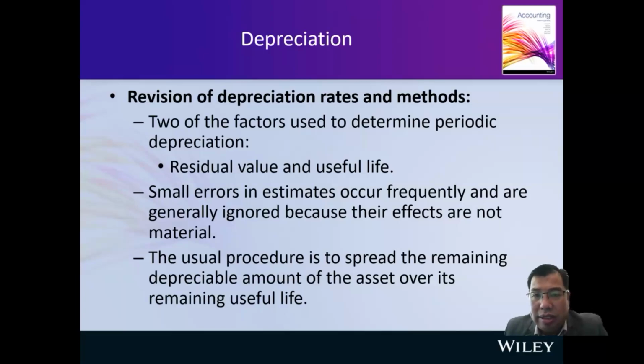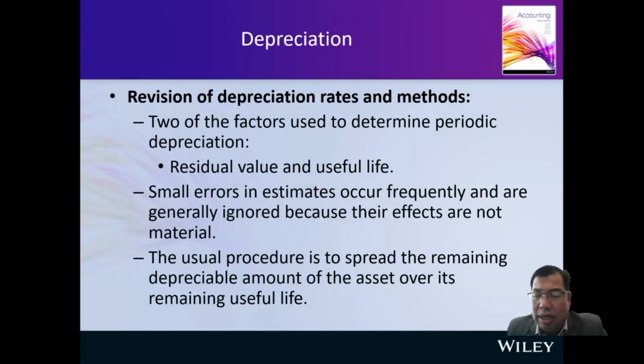There are two factors used to determine the periodic depreciation. Number one is the residual value, and the other is the useful life. Small errors in estimation occur frequently, but we generally ignore them because their effects are not material. So the usual procedure is to spread the remaining depreciation over the asset's remaining useful life.